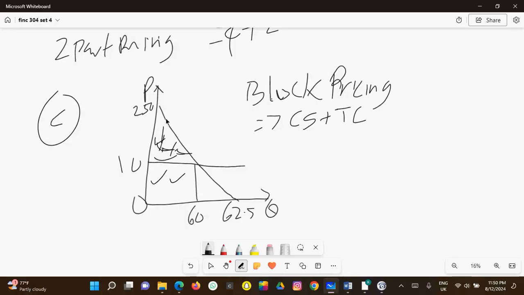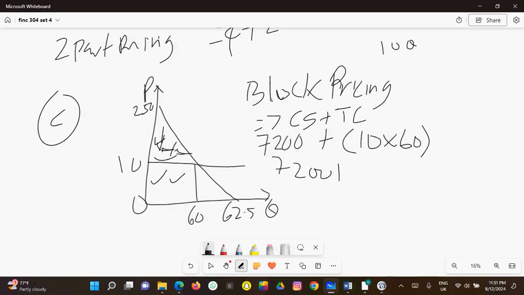right? So remember in our previous edition, we saw for consumer surplus, which was half base and height, we had 7,200 plus. Now the total cost here, remember the total cost equation was 10Q. The cost equation was 10Q. Right, so 10 times 60, because the quantity is 60. 7,200 plus, here we are going to get 600. And then in all, we are going to get 7,800.